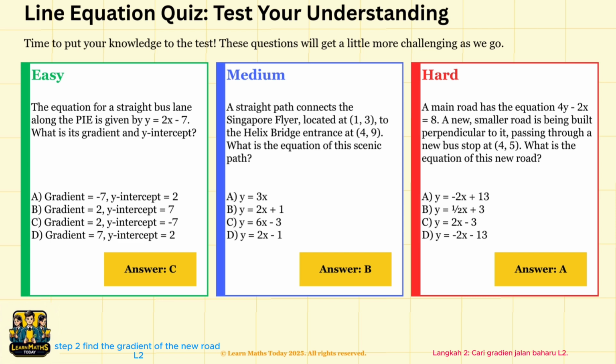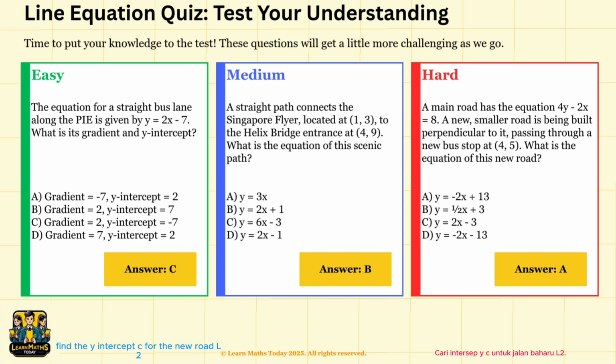Step 2. Find the gradient of the new road L2. This new road is perpendicular to the main road. Remember, the product of perpendicular gradients is negative 1. So m2 multiplied by 1 over 2 equals to negative 1. This means m2 equals to negative 1 divided by 1 over 2, which is negative 2.